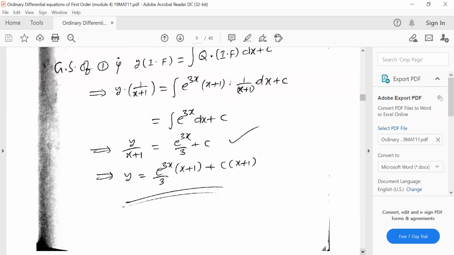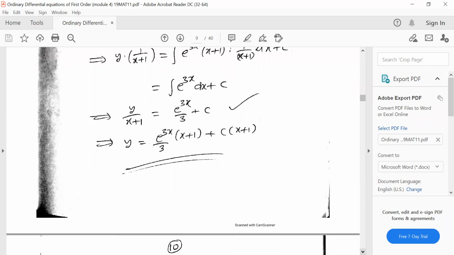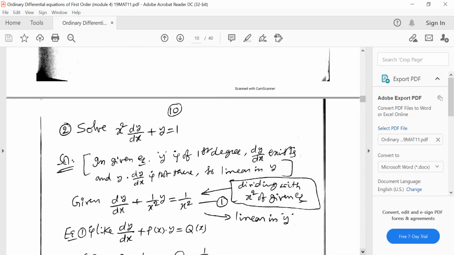So if we recognize it as a particular type, we are done with the solution. We have to just observe for 1 or 2 minutes which method it can be done with. Like that, many problems we have to discuss. So solve x square dy by dx plus y equals 1.